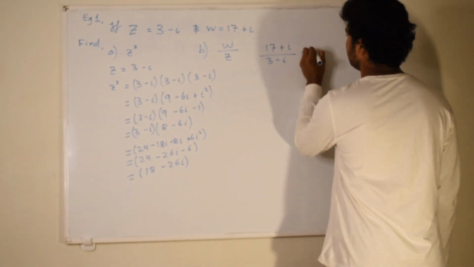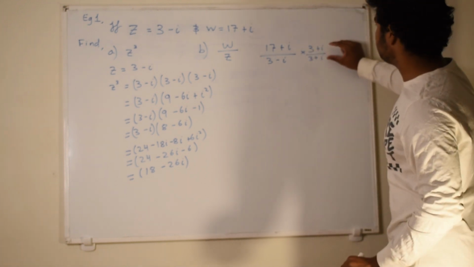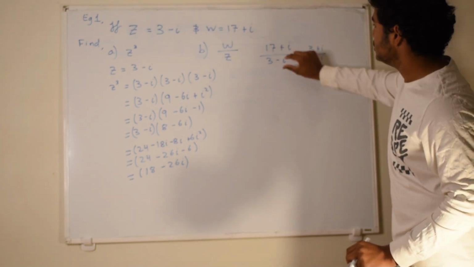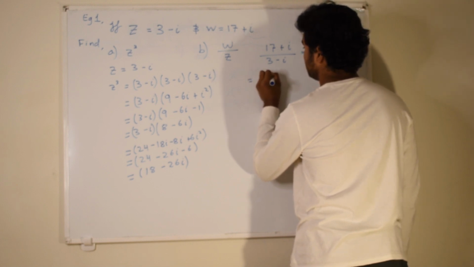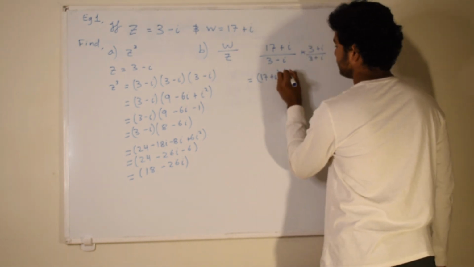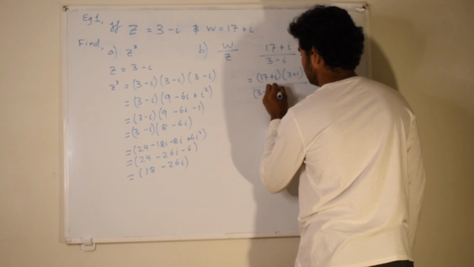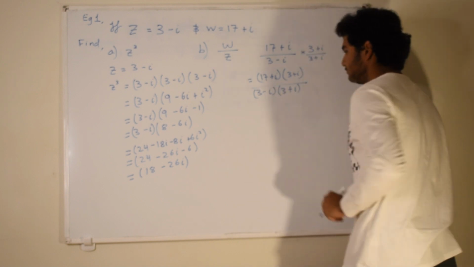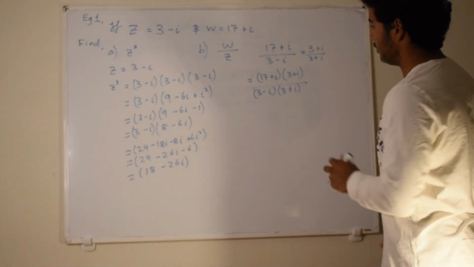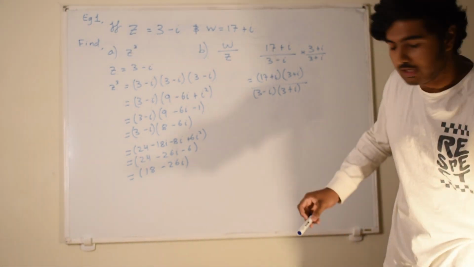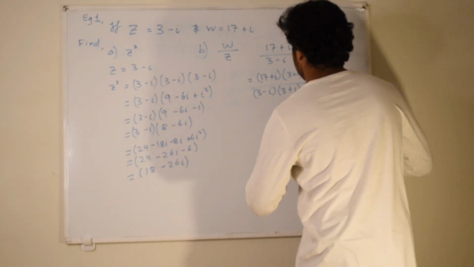So we multiply this by 3 plus i upon 3 plus i, and we do this because we're still just multiplying by 1, so it doesn't really change anything. So the top then becomes 17 plus i, brackets, 3 plus i. And then the bottom becomes 3 minus i upon 3 plus i. So we can equate the bottom. I'll just quickly do this right now.